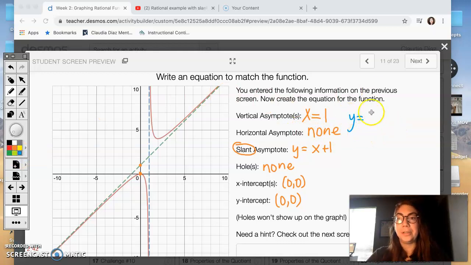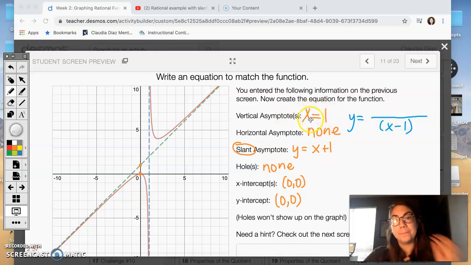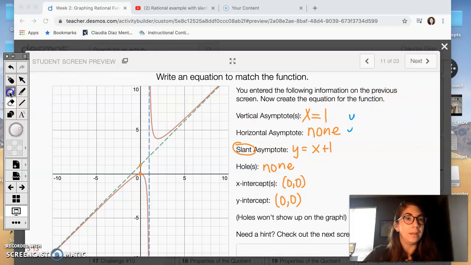So first you need your y equals or f of x equals. I'm going to write a nice bar. So we have a numerator and a denominator. In the numerator, we're going to put the vertical asymptote. So that would be x minus 1, because x equals 1. Now, we don't want another x minus 1 on the top, because if we have an x minus 1 on the top, they're going to cancel each other out. They would cancel and that would create a hole. But we don't have a hole in this example.